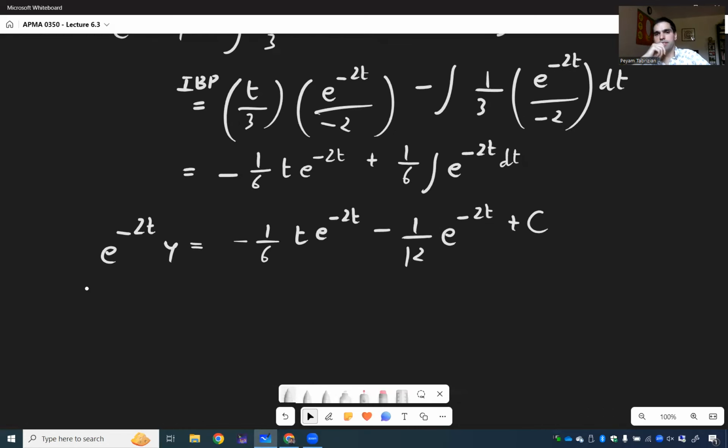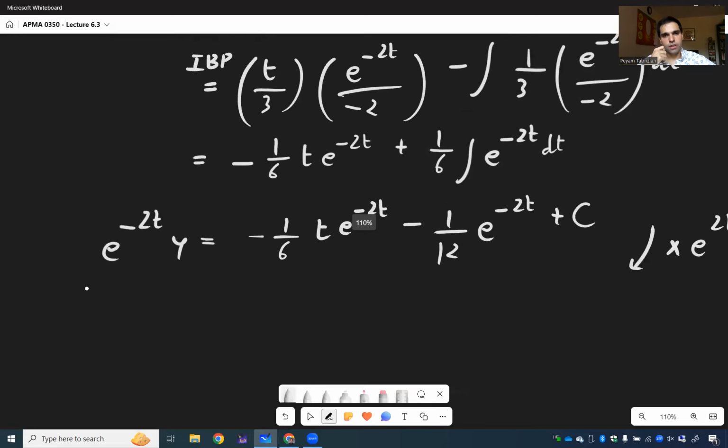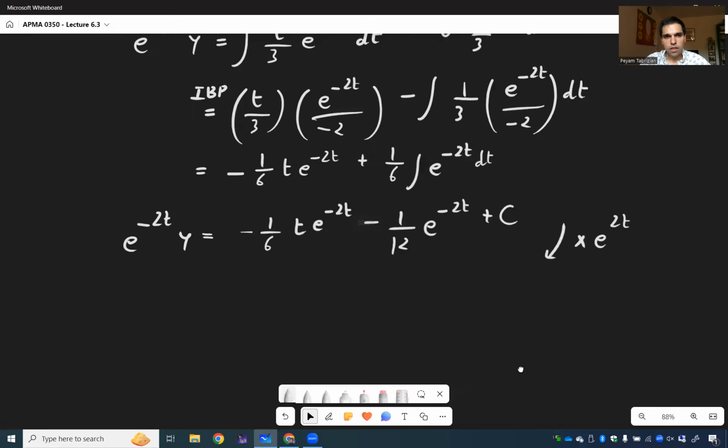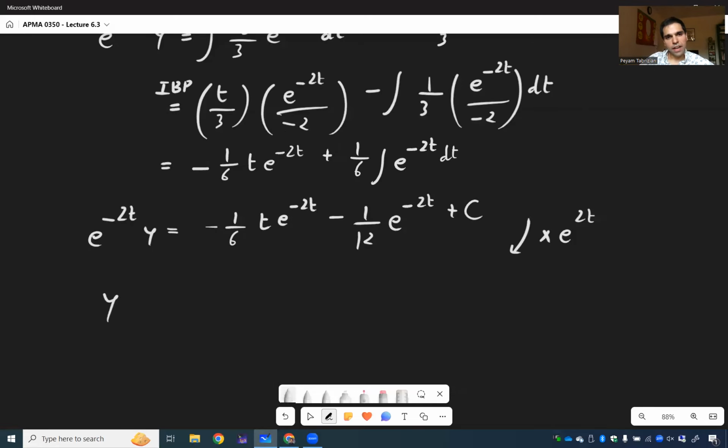And last but not least, multiplying all sides by e to the 2t, we get y. So y is minus 1/6, or minus t over 6, and then minus 1/12 plus c e to the 2t.